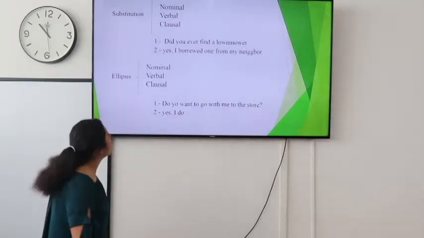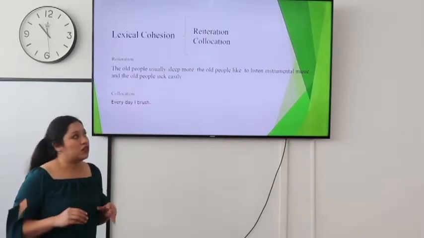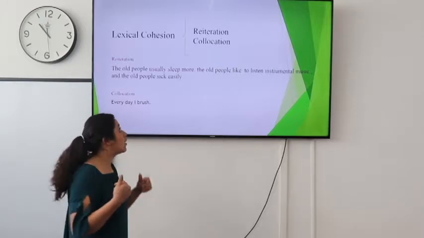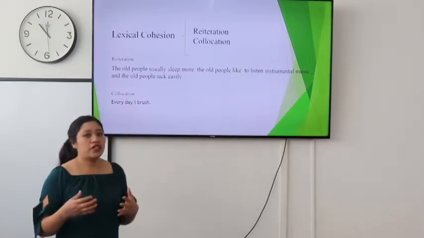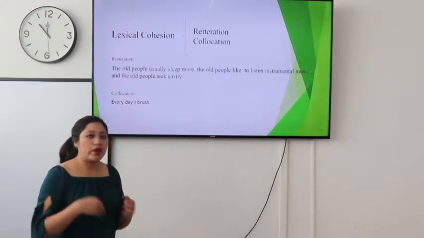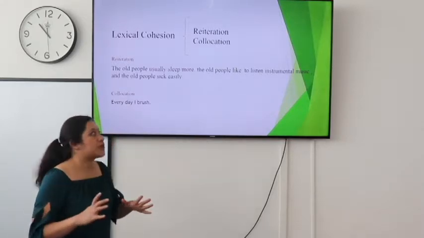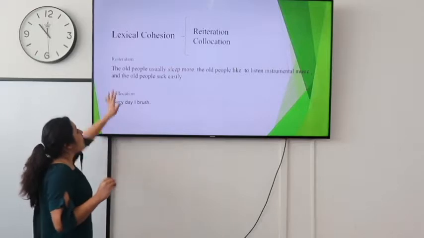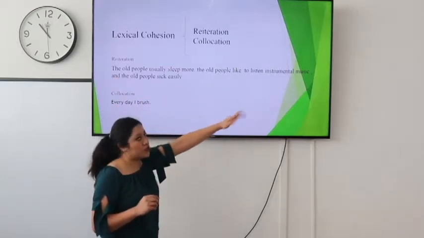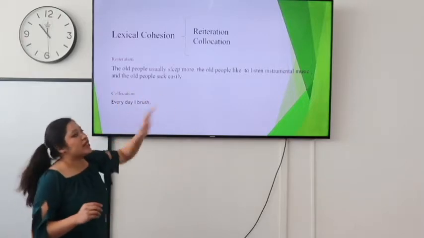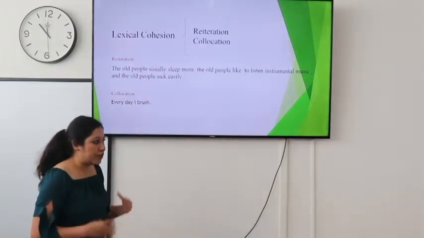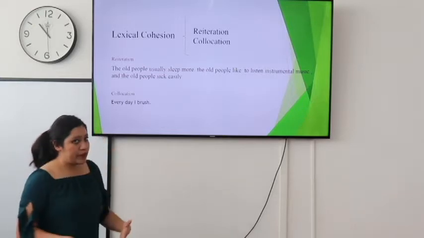This is ellipsis. Now, lexical cohesion. In lexical cohesion, we have two parts: reiteration and collocation. Reiteration is when you repeat the same word throughout the text. For example, "The old people usually sleep more. The old people like to listen to instrumental music, and the old people get sick easily." If you notice, the phrase that repeats the most is "the old people."